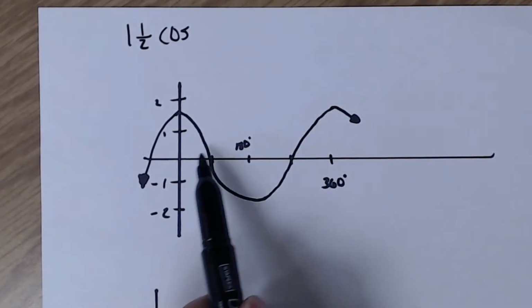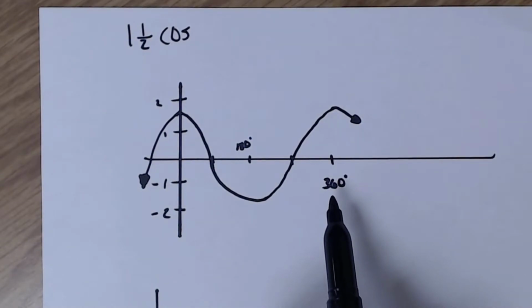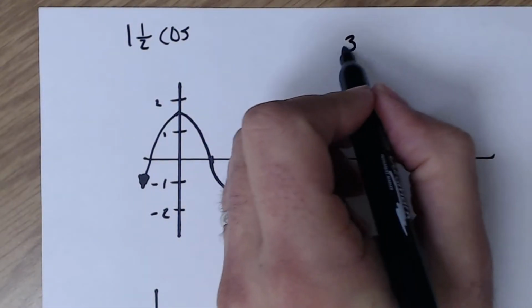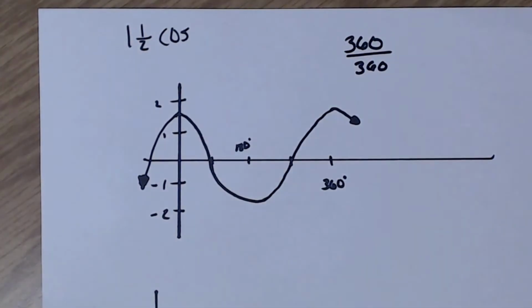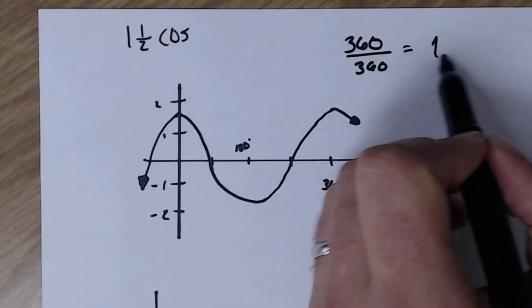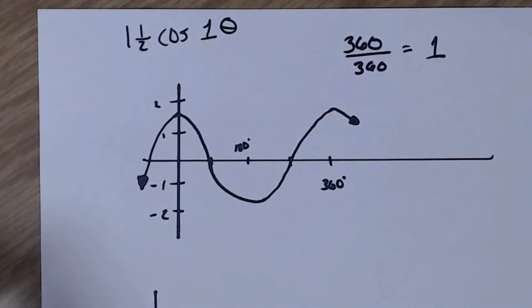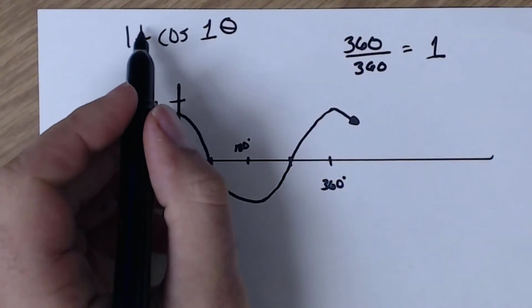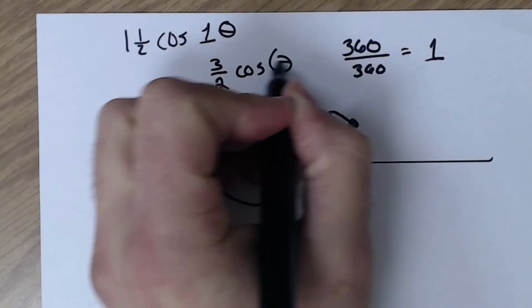Cosine, and then how long does it take to finish one period? Well, in this case it's nice, it's still a 360. So I put 360 divided by my period length. I still get a 1. So I have 1 and 1/2, or we should probably write that 3/2, cosine of theta.